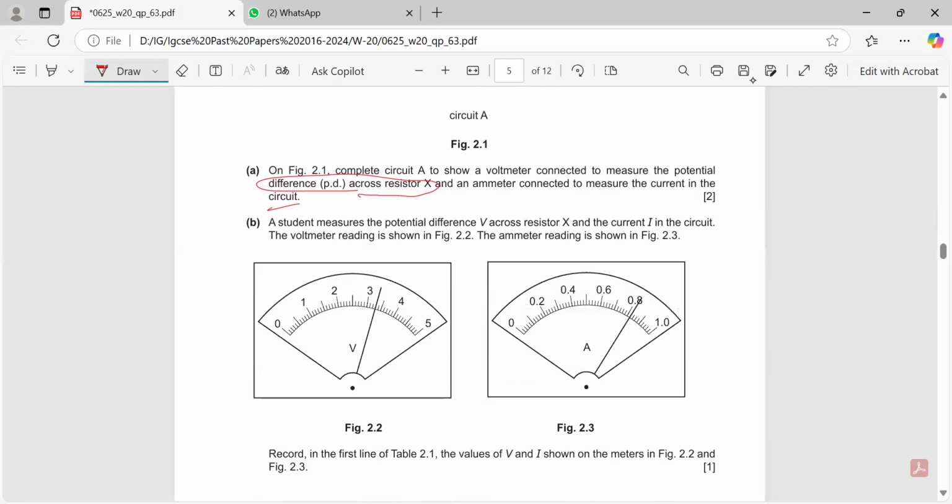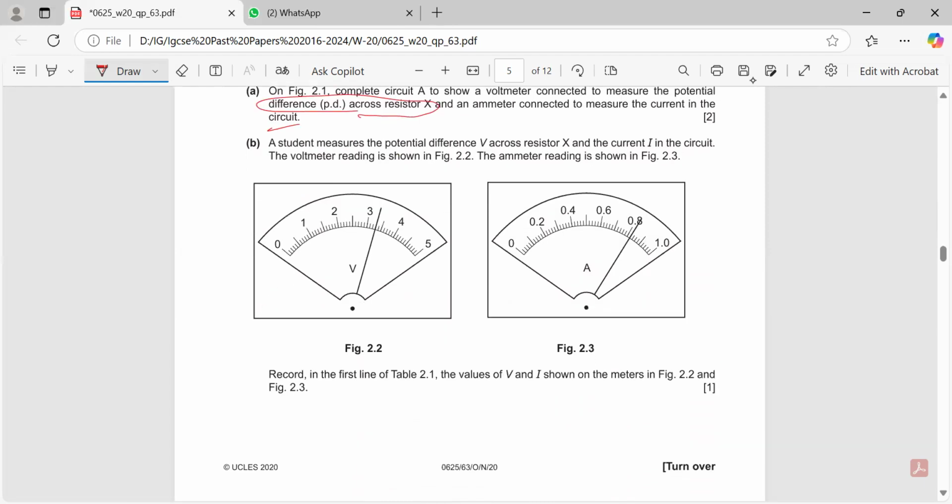Then a student measures the potential difference V across X and the current in the circuit. The voltmeter reading is shown in figure 2.2 and the ammeter reading is shown in figure 2.3. Record in the first line of table 2.1, which will be on the next page, the values of V and I shown on the meters in figure 2.2 and figure 2.3. So first of all, the voltmeter value.